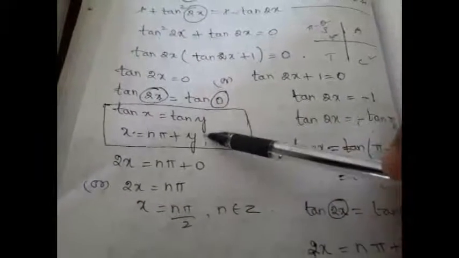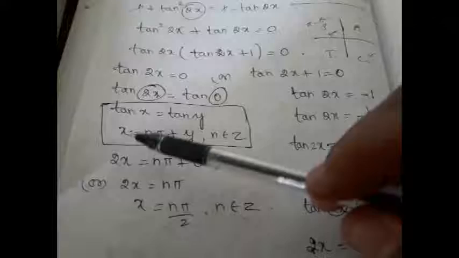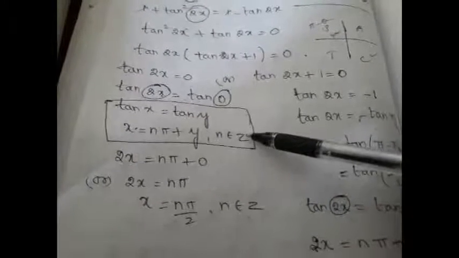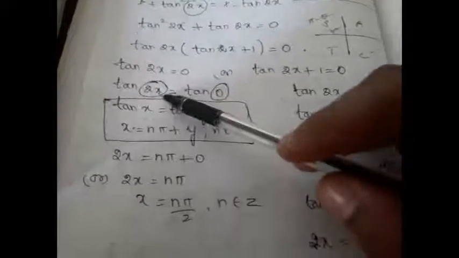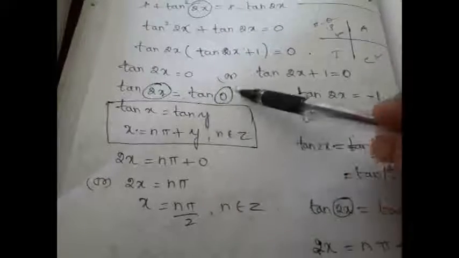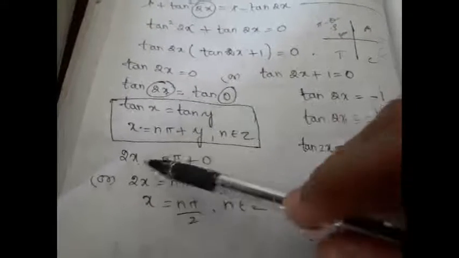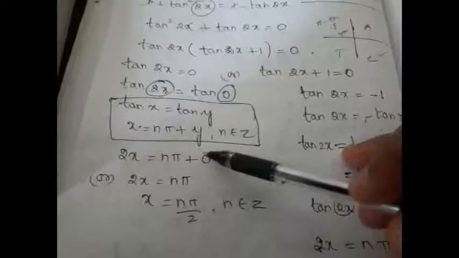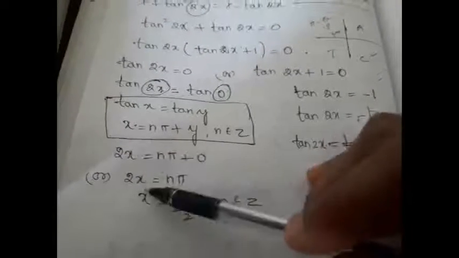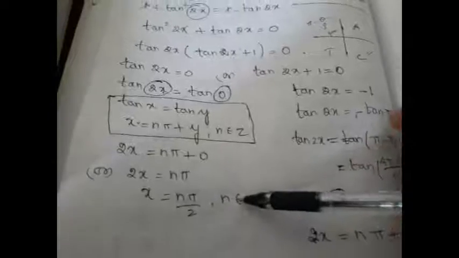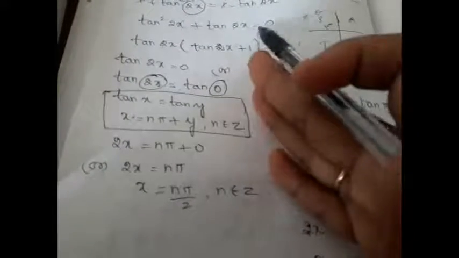Now we got the form tan x equal to tan y. If tan x equal to tan y, then what is the solution? x equal to n pi plus y where n belongs to z. What is there in the place of x? 2x. What is there in the place of y? 0. Therefore 2x equal to n pi plus 0, or 2x equal to n pi, so x equal to n pi by 2 where n belongs to z. This is one general solution.